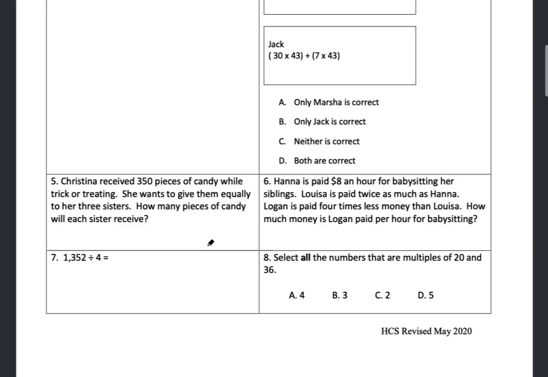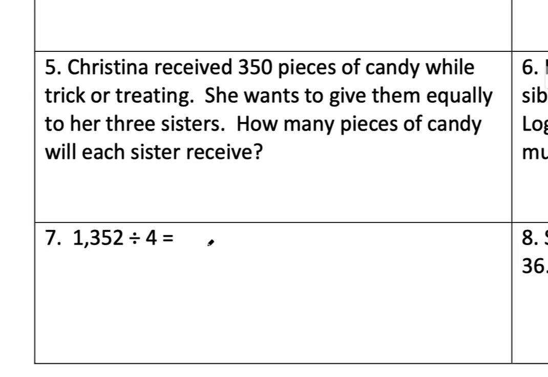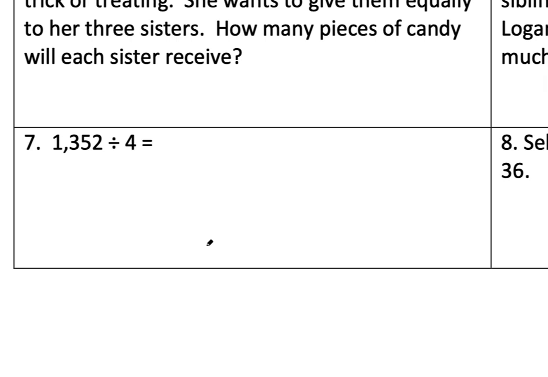So I'm going to zoom in down here to number 7 on the first page. This is 1,352 divided by 4. Now notice you have a 4-digit dividend. This is your dividend. This is your divisor. I would not recommend doing an area model here. You could definitely do an area model. You can definitely do a number bond. But I would recommend the standard algorithm of division.